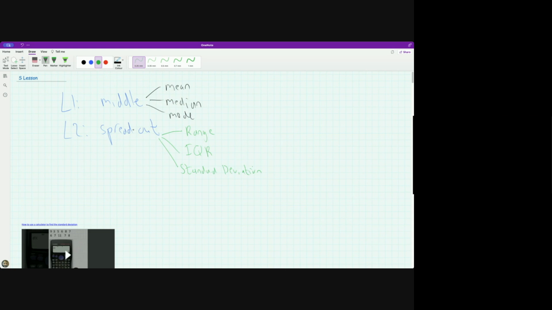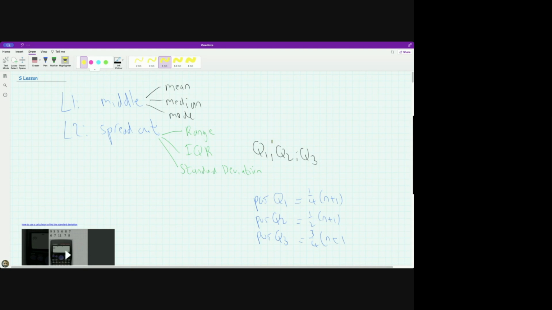Now, in order to find the interquartile range, we first had to find things called quartiles, so Q1, Q2, and Q3. And in order to find those things, we often had to find the position of Q1, the position of Q2, the position of Q3. And to do that, we always use these formulas. Now, the question for you is, what is the mystery n? What is the mystery n in the position formulas?